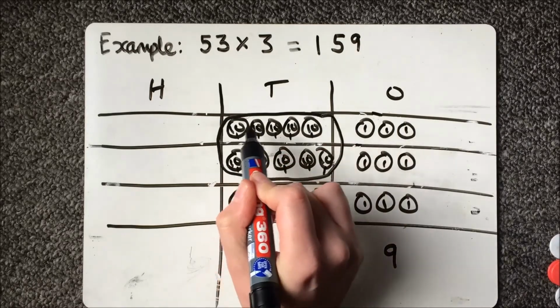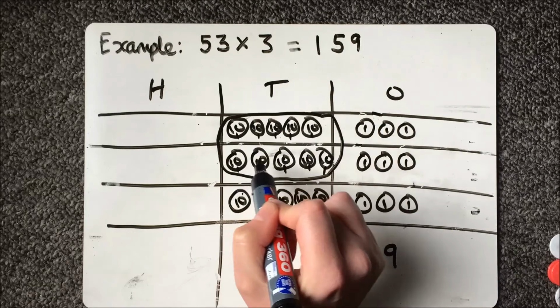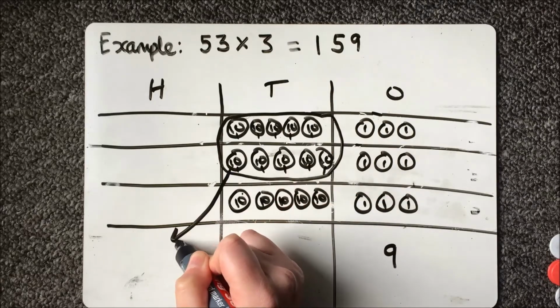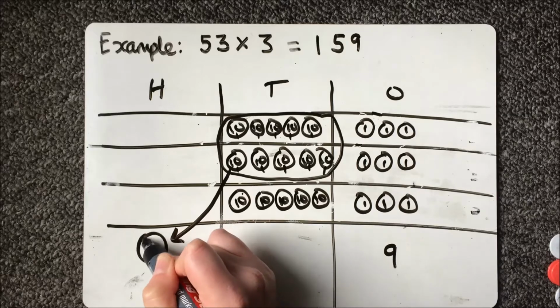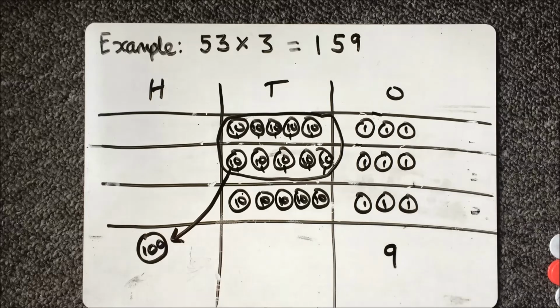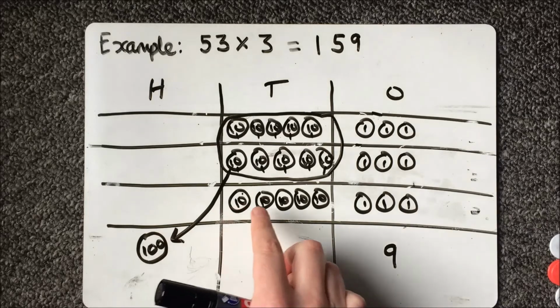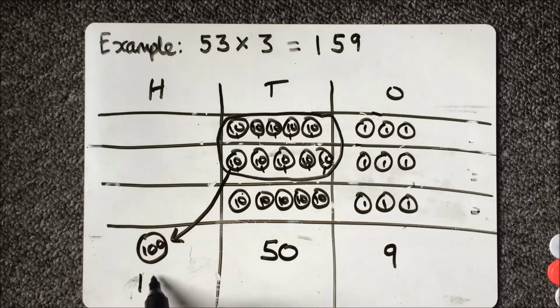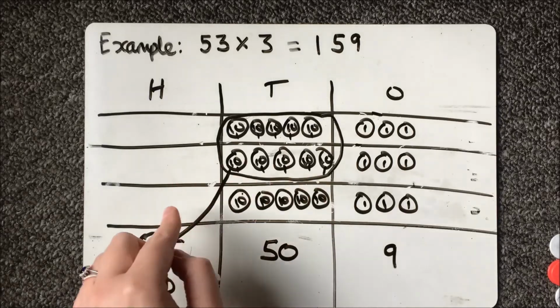10 tens, that makes 10, 20, 30, 40, 50, 60, 70, 80, 90, 100. And we draw an arrow down into here, and I'm going to write 100 now. Let's see if the tens are happy. 10, 20, 30, 40, 50. They are happy. Haven't got any hundreds. And we've got 100 here. Same answer, 159.